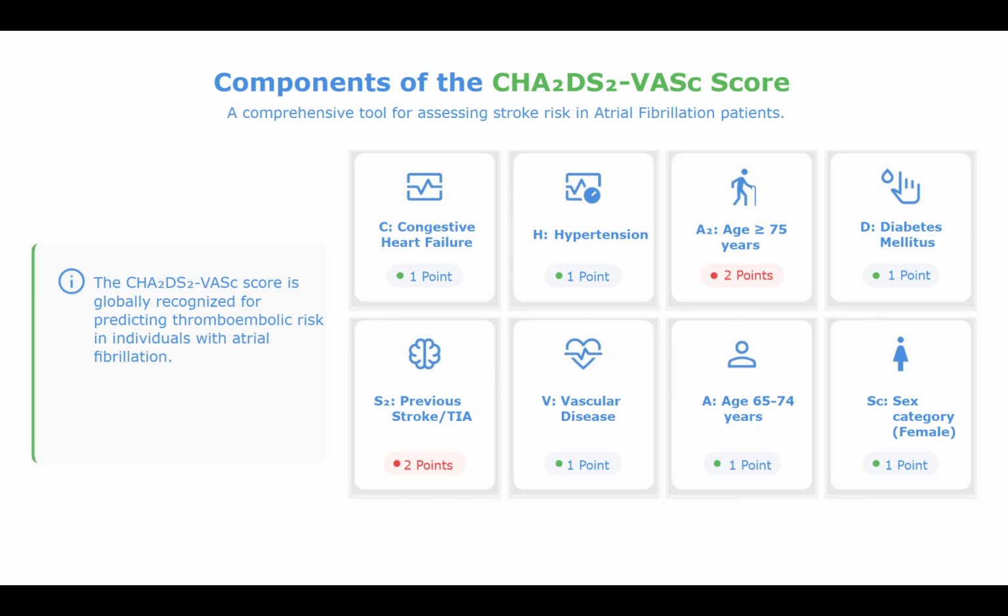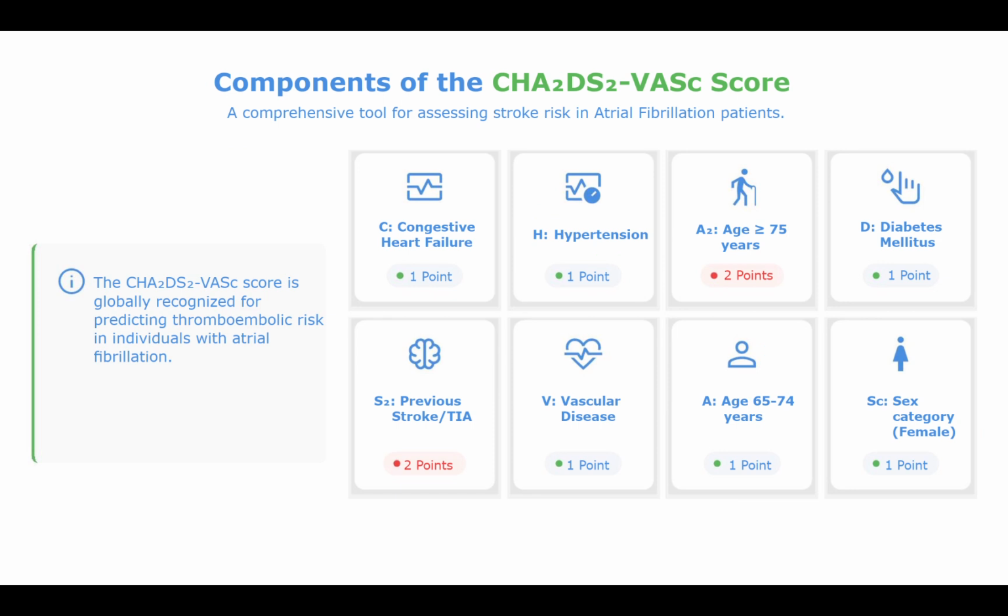V represents vascular disease. This includes conditions such as prior myocardial infarction or peripheral artery disease or the presence of aortic plaque. This factor contributes 1 point. A signifies age 65 to 74 years. This is a distinct age category from A2 and adds 1 point to the score.